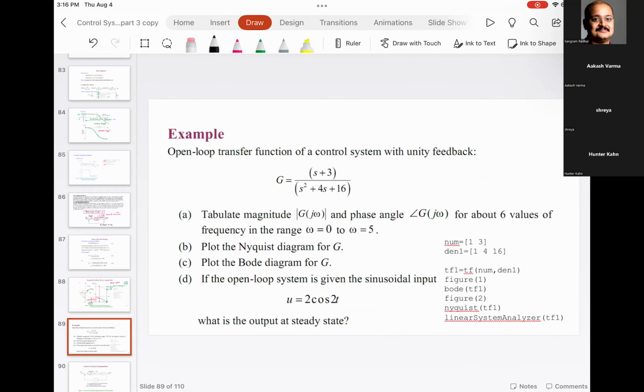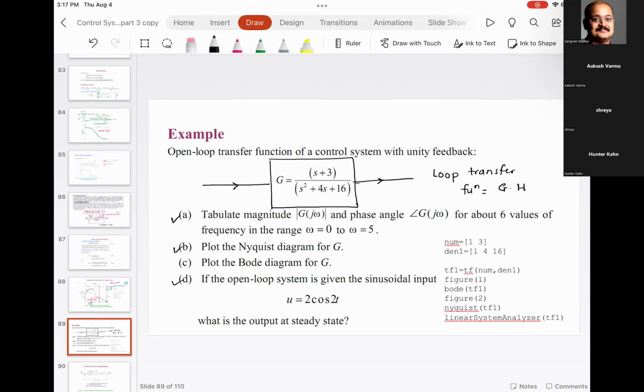Okay. Now what I want to do is take this simple example. This is the open loop transfer function, and this open loop transfer function has unity feedback. So the loop transfer function is G times H. This is the loop transfer function. And what we want to do is find out the Bode plot, essentially magnitude and phase, the Nyquist plot, and then see the sinusoidal input.